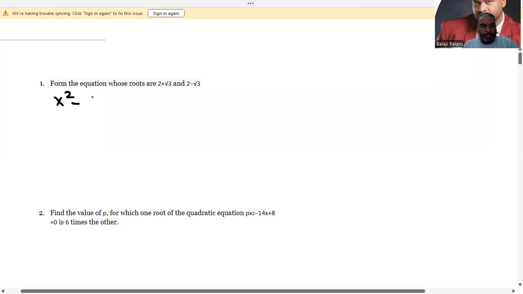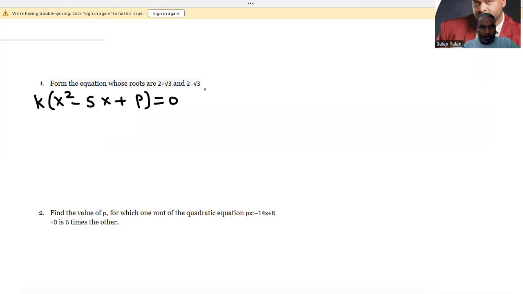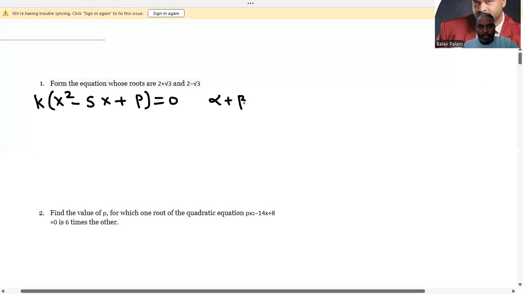It is x square minus sum of the roots x plus product, which is equal to 0. This is also written as k into x square minus sx plus p, where k is some constant. For the sum of the roots, we know what the roots are, 2 plus root 3 and 2 minus root 3. Sum of the roots is adding them together, alpha plus beta. Add them, you will get 4, because root 3 and root 3 get cancelled.